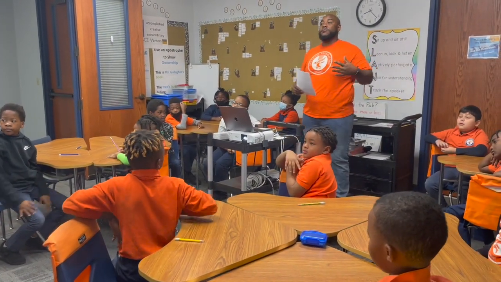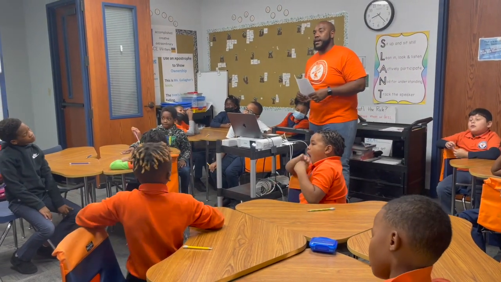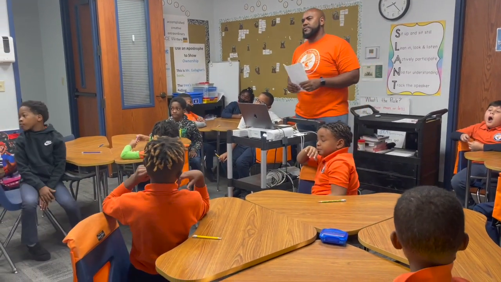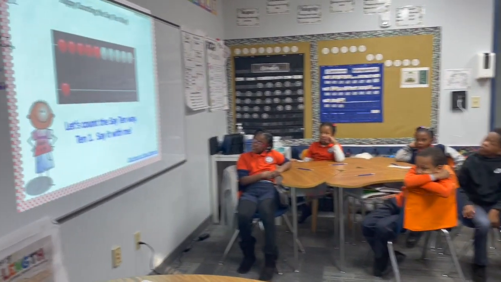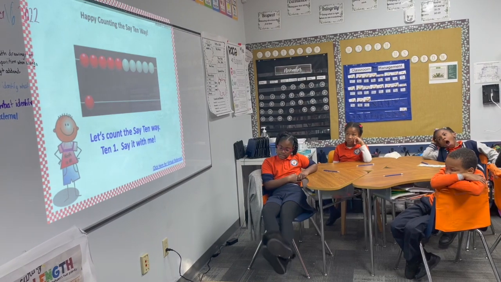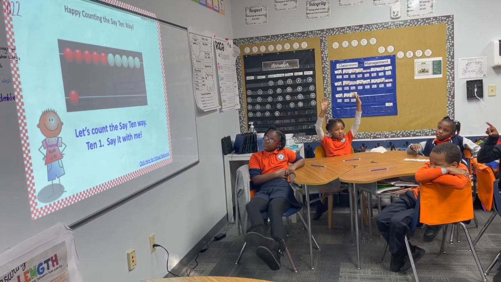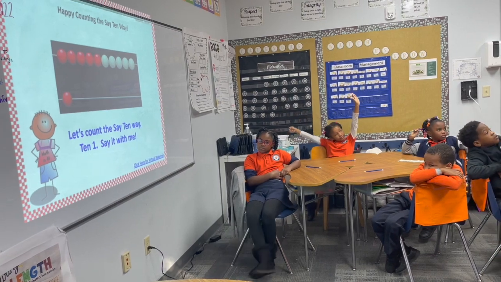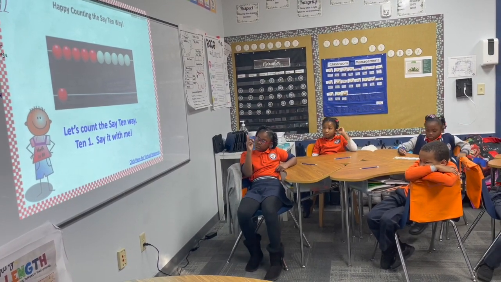Now we're going to count the Say Ten way. I want everyone to look at my board. I want you to count how many beads are on the top, silently to yourself. Silent vertical hand. How many beads do we have on top? Yes, sir. 11. Let's try one more time.